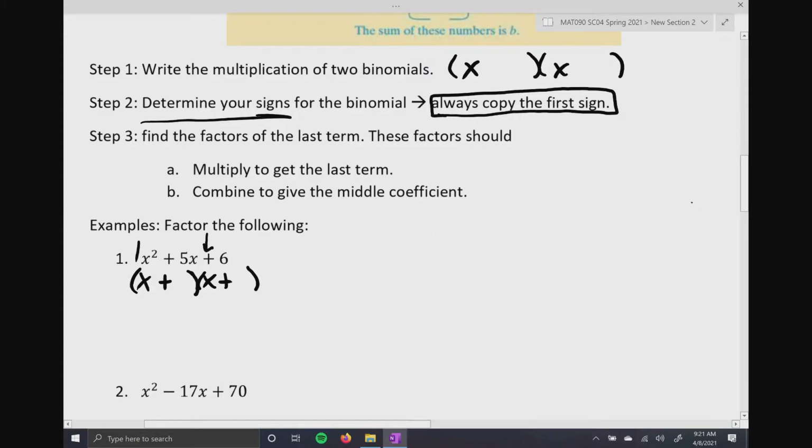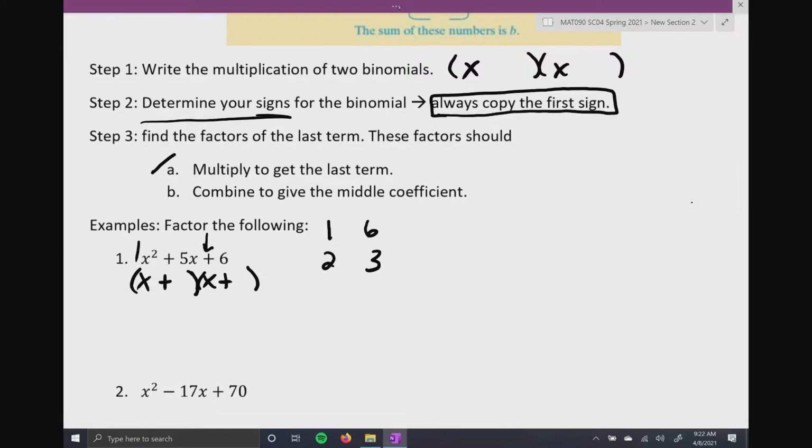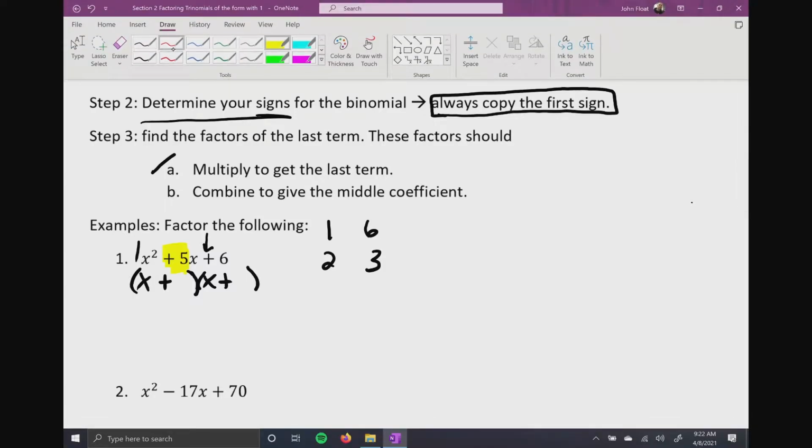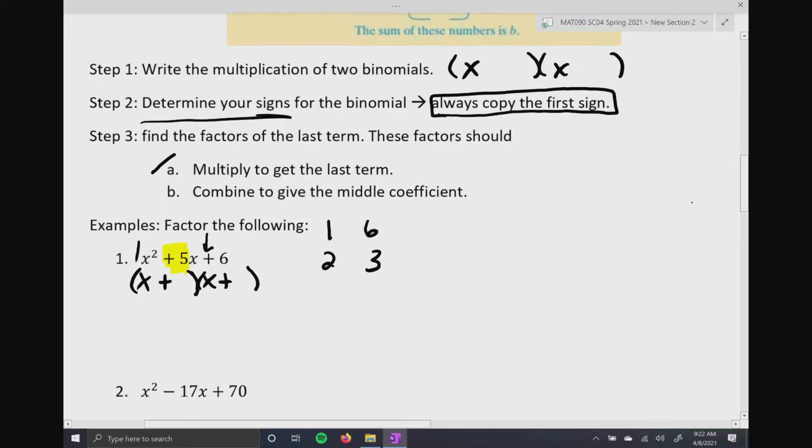Step 2 is done. Step 3, you're going to write out the factors of 6. Now remember, factors are numbers that are being multiplied that equal the product. Now, these two factors, let me put a little check mark there. These two factors have to combine to give you the middle coefficient. My middle coefficient here is positive 5. Here's what I know. I know both of the signs of my numbers have to be positive.